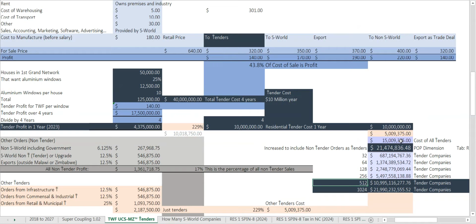Here we see 512, that's the amount of tender companies we want per Malawi, per Zimbabwe come 2024, and you can see that costs 11 million. Actually, that's 11 billion. Now, here's the thing. We've only got 4 million investment, and we've already got 11 million that needs to be spent. So we need a way of multiplying the cash flow, and we can see how multiplying the investment makes cash flow, and that's the RES equation that we'll get to very shortly.